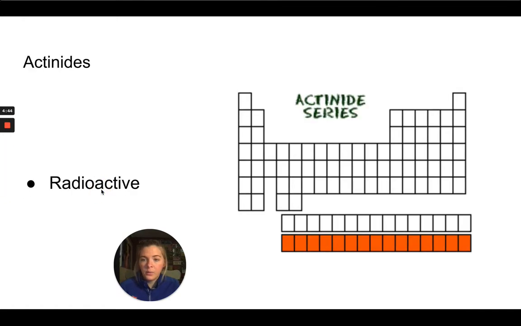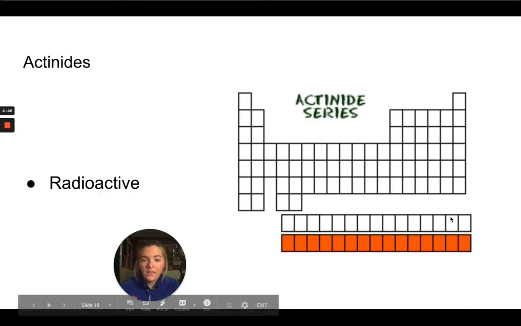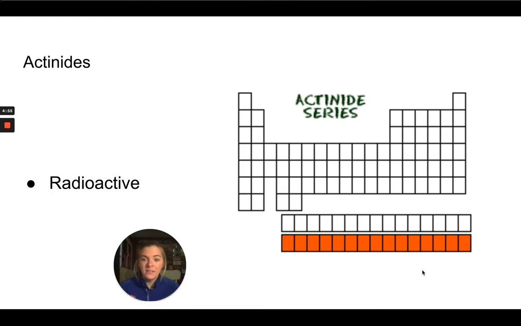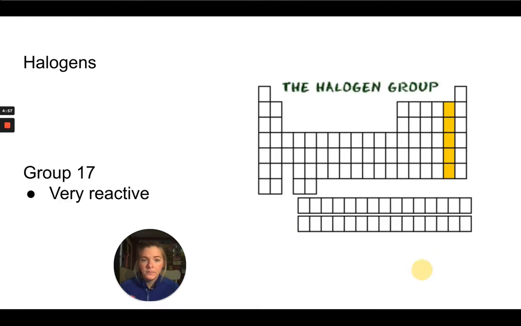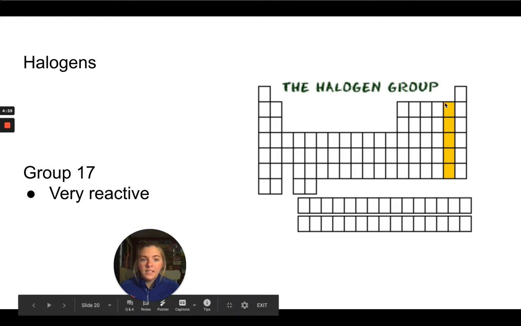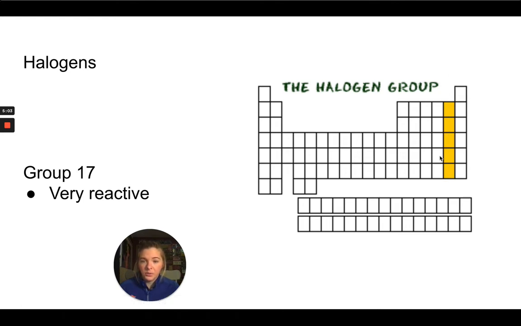Okay, and then that group below them is called the actinides. All of the things in this lower block are all very radioactive. Okay, we generally won't do much with them in class. They're very dangerous elements. The next group we're going to look at is the final group over here next to the noble gases. It's called the halogens. They're also very reactive.